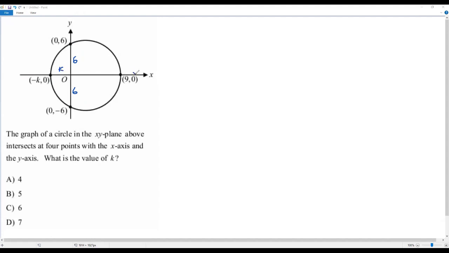Here we have the point (9, 0). So the x coordinate is 9. We have 9 on the x-axis over here. So what is the length of this segment? That is 9. Now I have the lengths of all four segments of the two chords.